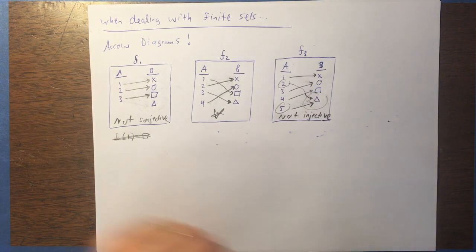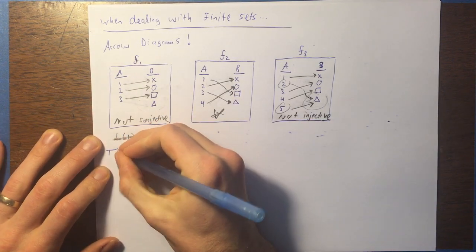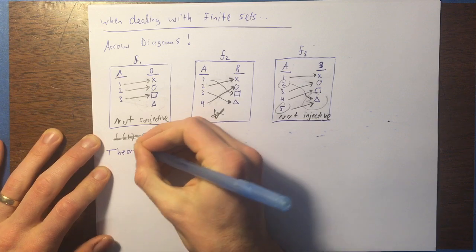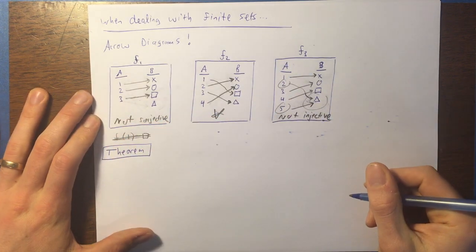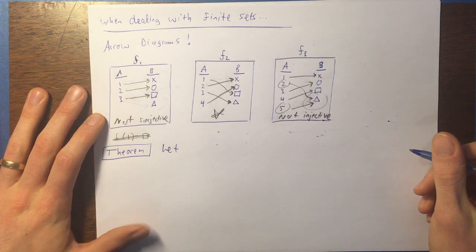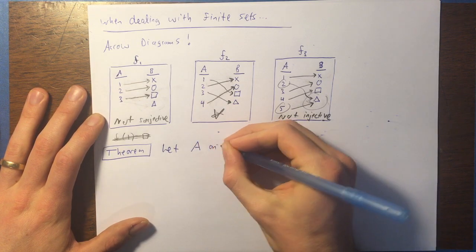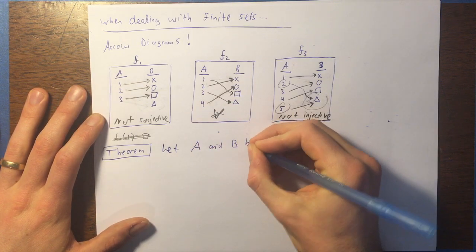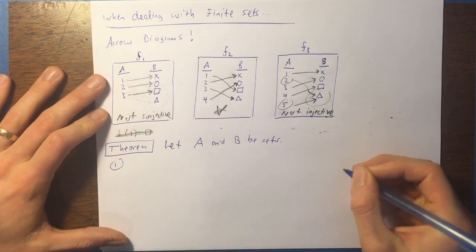Having shown you these examples, I want to then bring up a theorem. There's a theorem that basically takes what I've shown you here and what we've learned from exploring this, and makes it sort of official. So let A and B be sets. There are two statements.